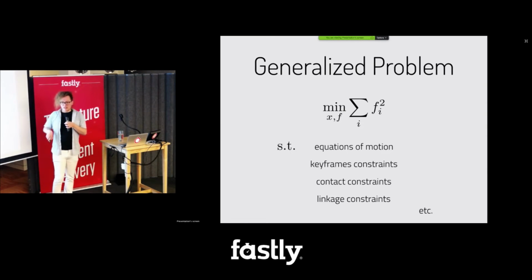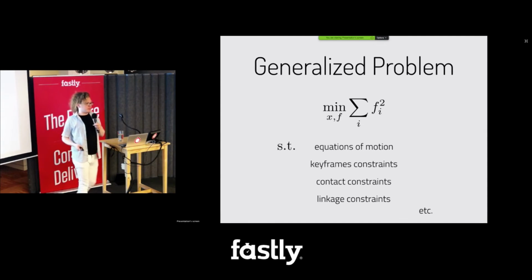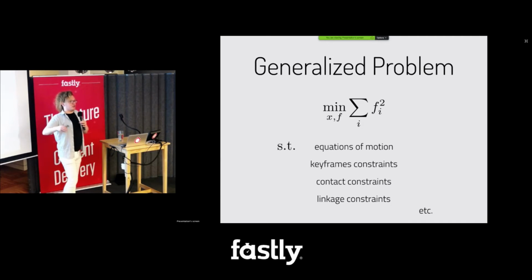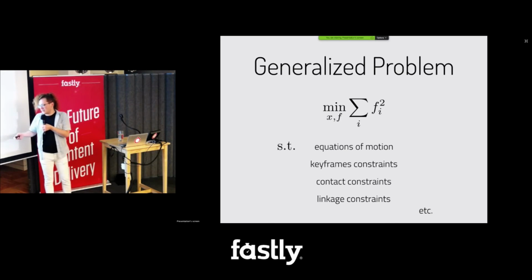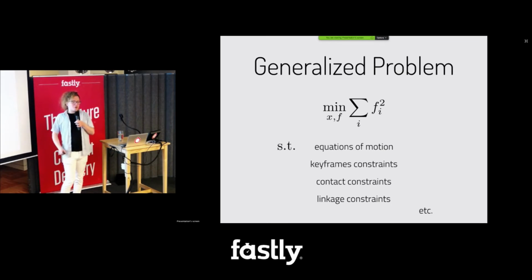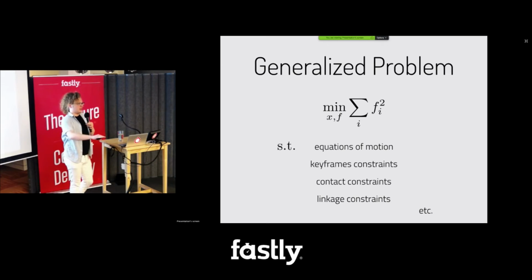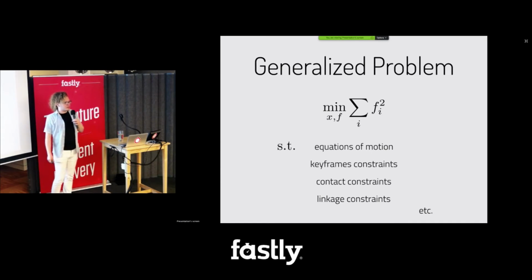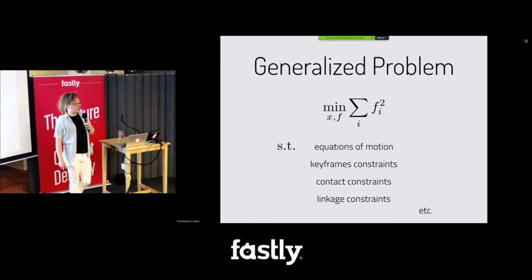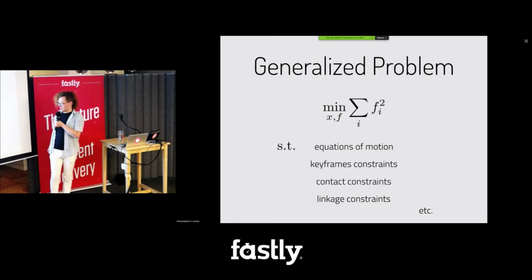But we can generalize this problem as well. Maybe we have a bunch of particles, so we start thinking about the state as collecting a large vector of all of their positions. Those particles need to satisfy the equations of motion, but maybe we also have keyframe constraints. And maybe we want them to remain in contact, like maybe this point needs to stay on this surface during this set of frames. Or maybe these points are linked in some way, and so we want to express those linkage constraints. So we might get into a much richer set of constraints that we want to express.